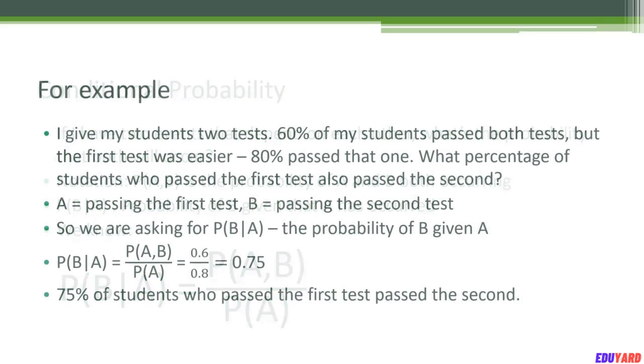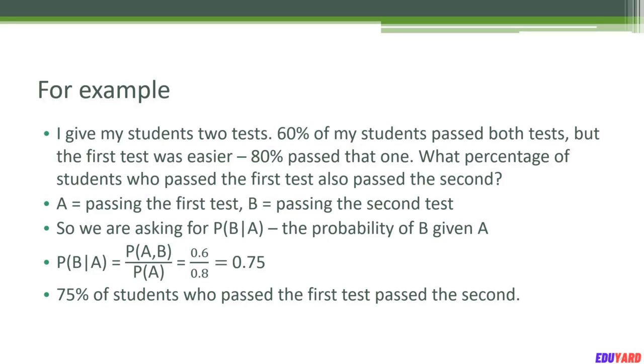It will make more sense with a real example. So let's take a look at a real example. Let's say that I give my students two tests and overall 60% of my students passed both tests. So if we call the tests A and B, the probability of A, B would be 60%. However, the first test was easier, so if B is the second test and A is the first test, P of A would be 80% in this example.